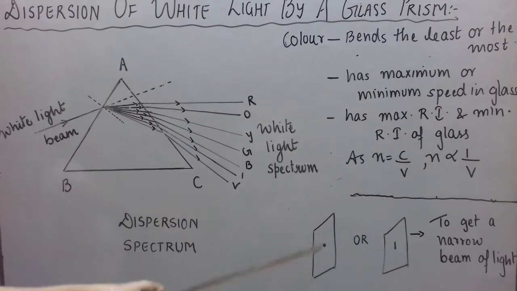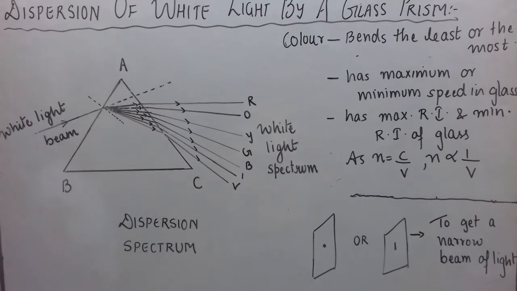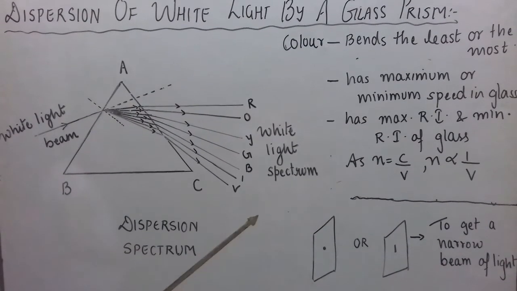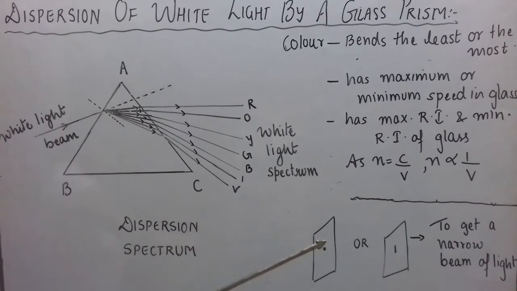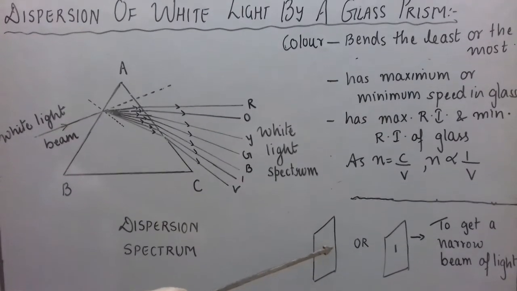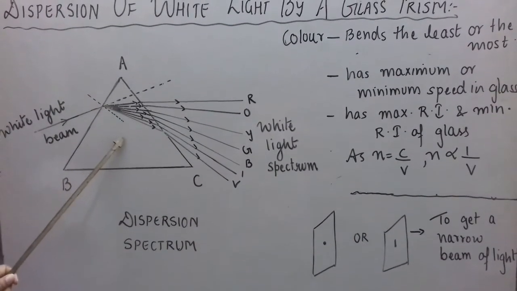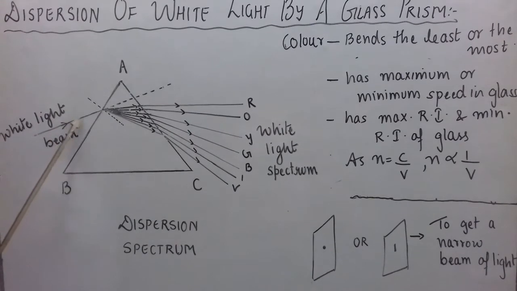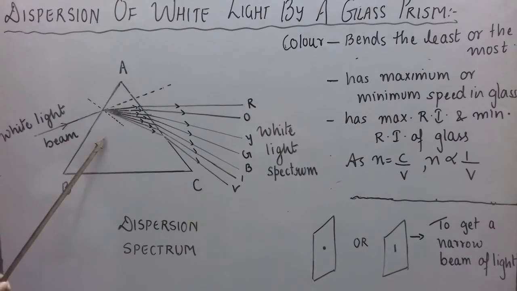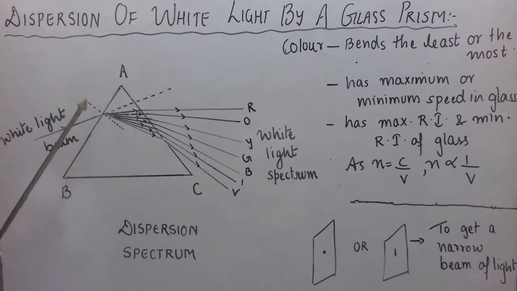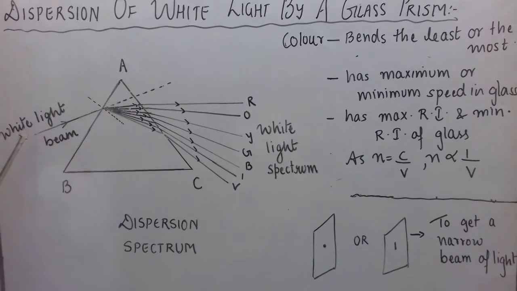Then this hole or narrow slit, whatever you take, will act like a very small source of light through which we get a narrow beam of light. You allow the sunlight to fall on it, and you get a narrow beam of light on the other side. Then you place a prism in front of this such that the beam of light falls on one of its faces.